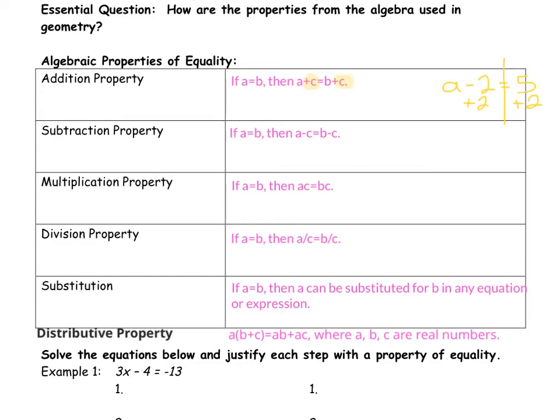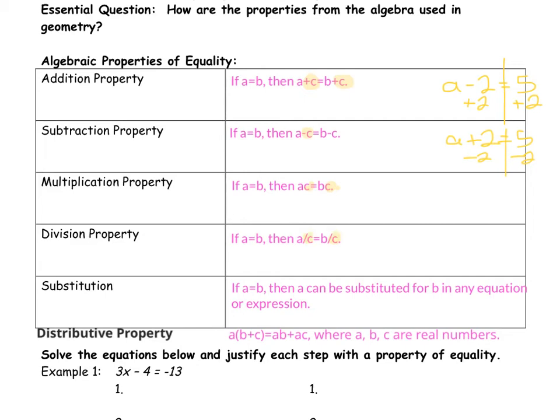The same thing works for subtraction. So if we started out with a plus 2 equals 5, you would have to subtract 2 from both sides in order to get this to work. So your subtraction property of equality is just subtracting the same thing from both sides. Okay, the same thing works with multiplication. Here we're just multiplying c to both sides. And division. Here we're just dividing c to both sides.